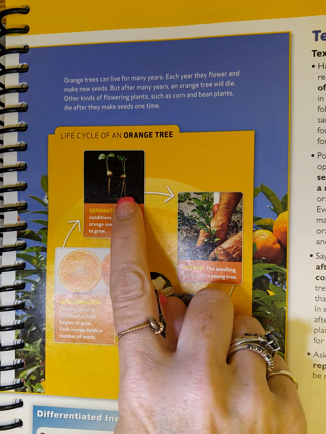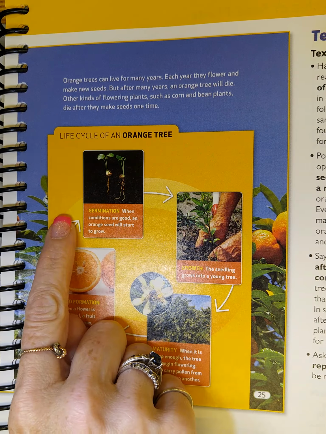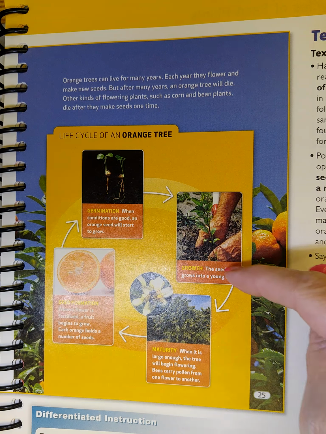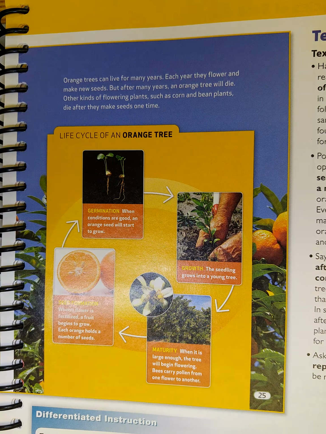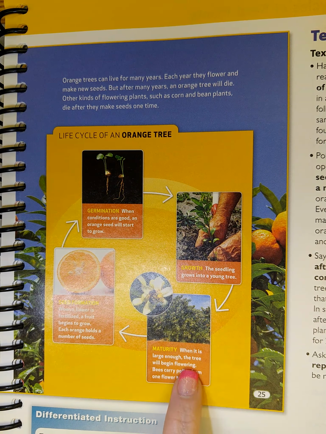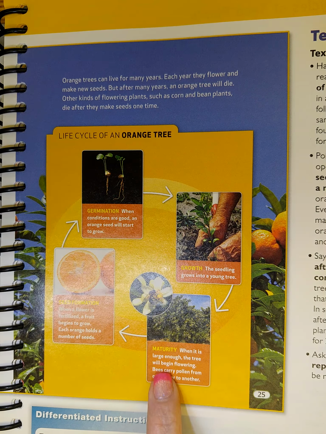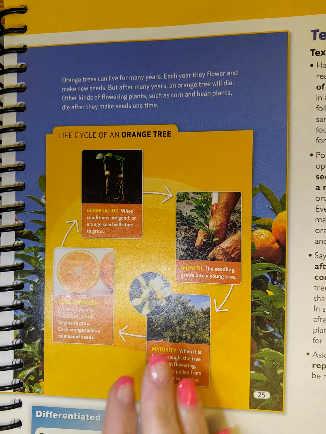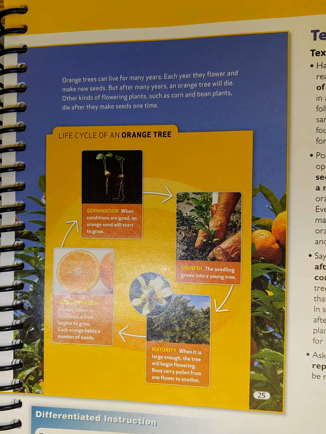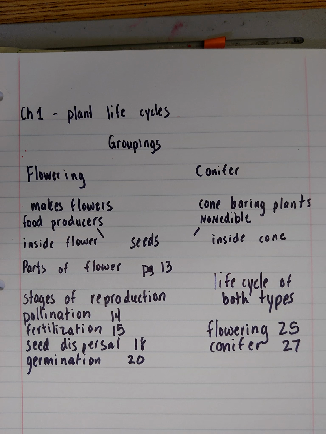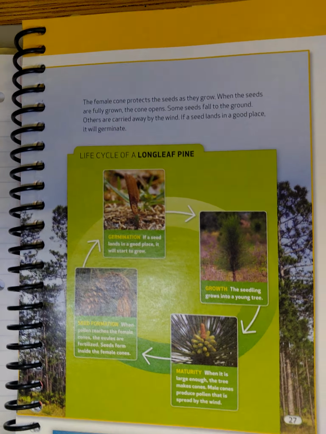Then it goes to germination, where it goes from a seed to a seedling. Then it goes through growth, where the seedling grows into a young adult or a young tree. And then it goes to maturity, which is when the plant is then able to reproduce fruit again. So that is the cycle of a flowering plant. And let's look at page 27 for the life cycle of a conifer.